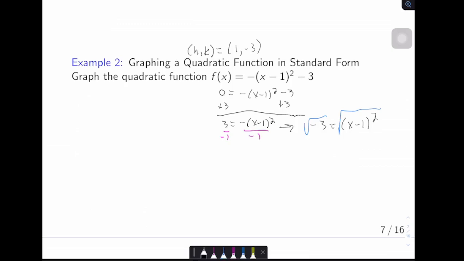So the next thing to do here is do our f of 0, which I did not do on the previous one because it was kind of given to us by finding our x-intercepts. So our f of 0 is going to be equal to negative 0 minus 1 squared minus 3, which is going to be negative 1 squared minus 3, which will give us negative 4. Do the math.